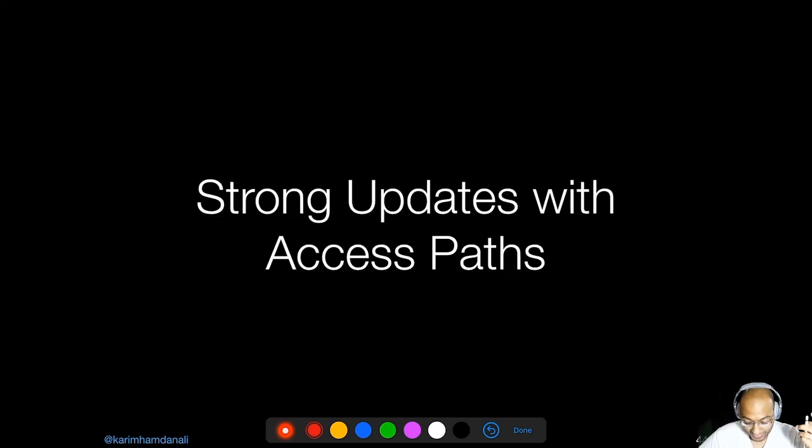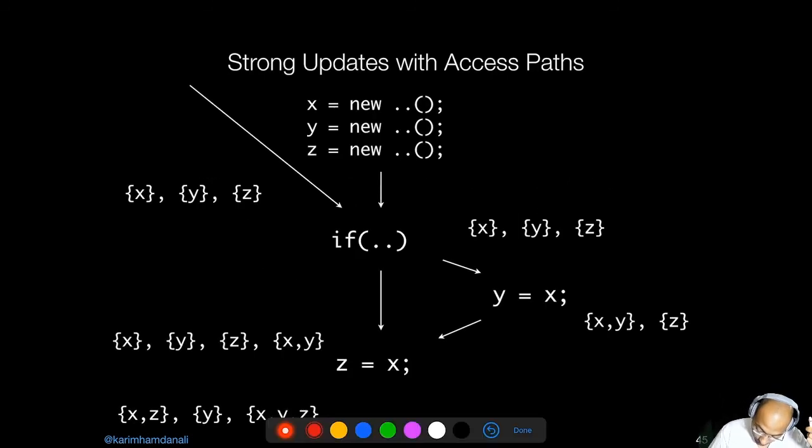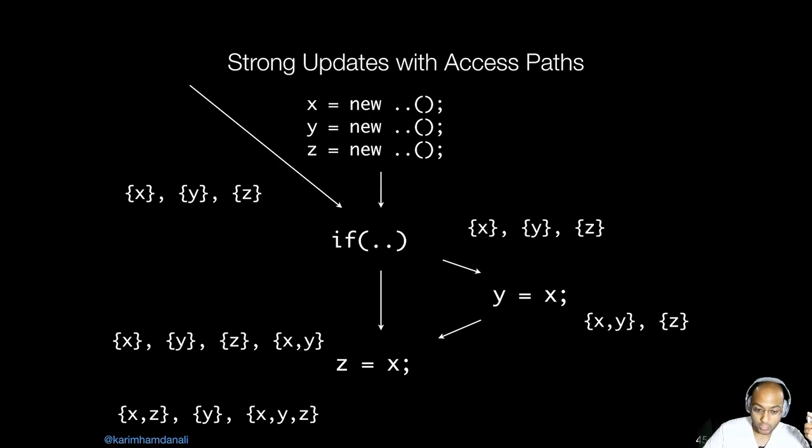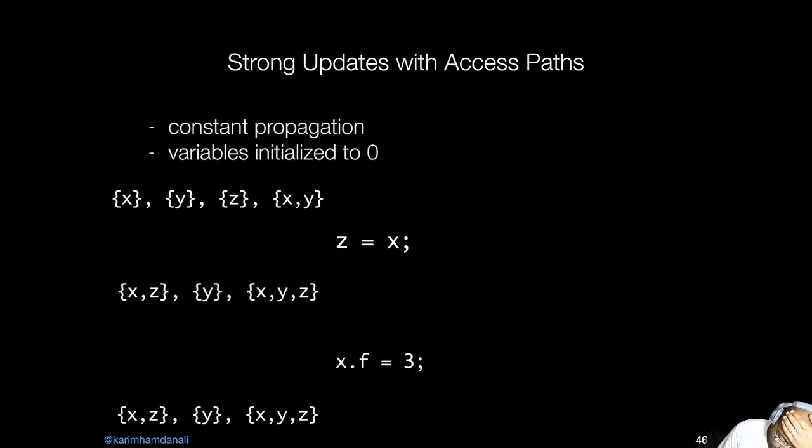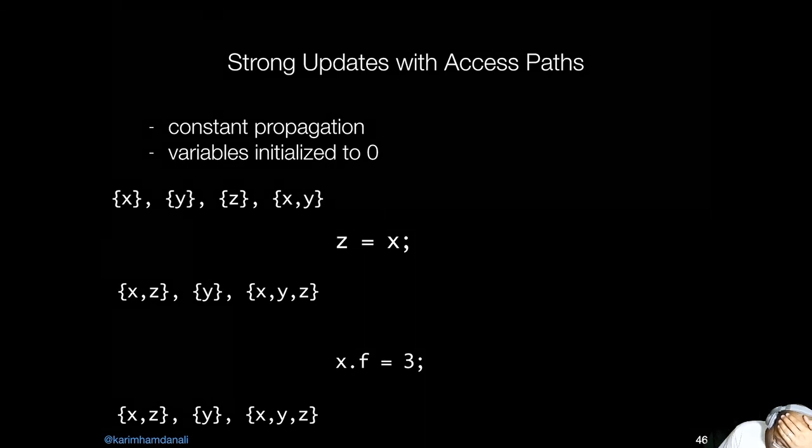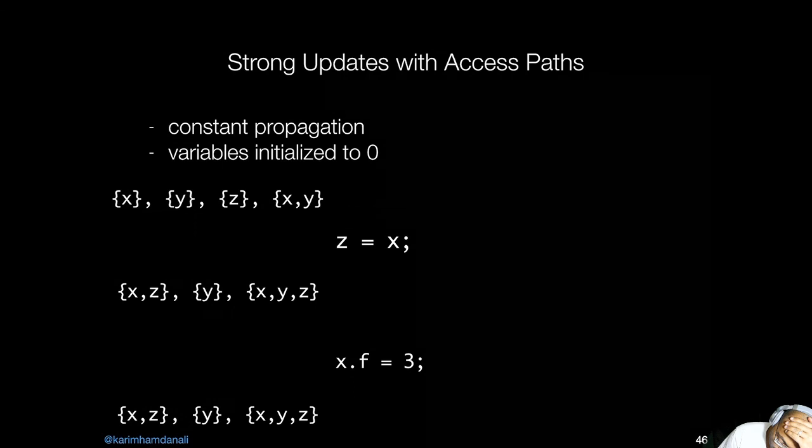So far so good. Last thing that I'm going to talk about is doing strong updates with access paths, how using access paths as object descriptors may enable us to do so. Looking at the same example again, the same flow, we can actually apply strong update as follows. Before the statement z equals x, we have x, y, and z and xy. After the statement, we're going to add z to all the sets where x exists. And then we're going to have x.f equals 3.